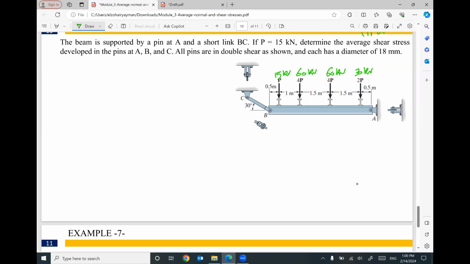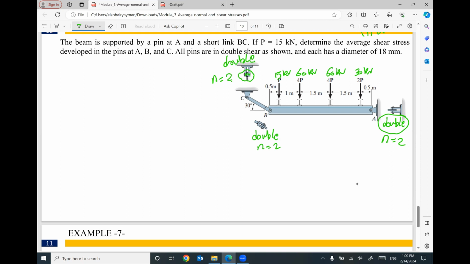This member is connected at C with this detail, which is double shear. Looks like we have two plates, so we should expect shearing at two planes. This one at B is also double, and at A, we have this detail, which is double also. So all of these connections are considered double shear, so N equals 2 for each.